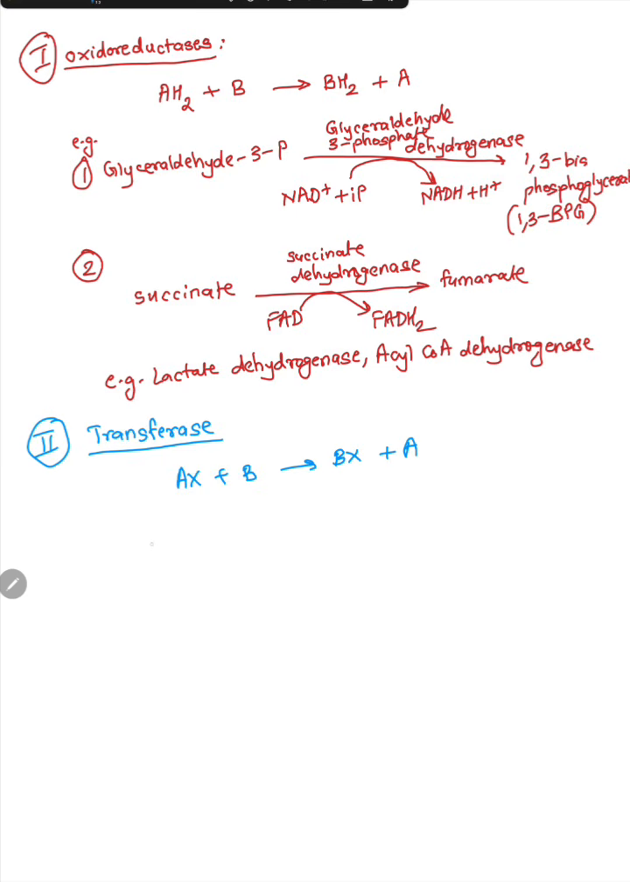So example of this can be glucokinase, right? Glucokinase or hexokinase. So glucose to glucose 6-phosphate.